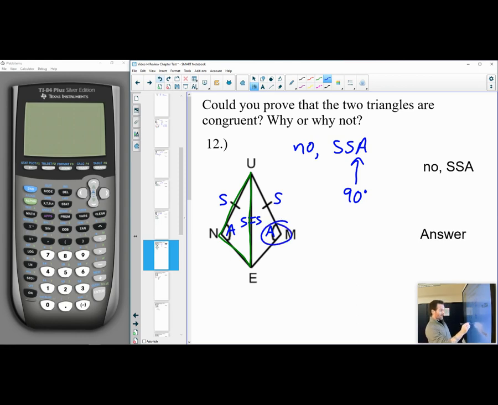But this angle right there in both of the triangles, we have no idea if it's 90 or not. So, we cannot prove them. We cannot prove that the triangles are congruent. The triangles might be congruent, but we can't prove it based off the information we see.